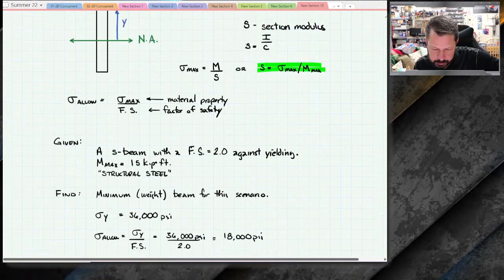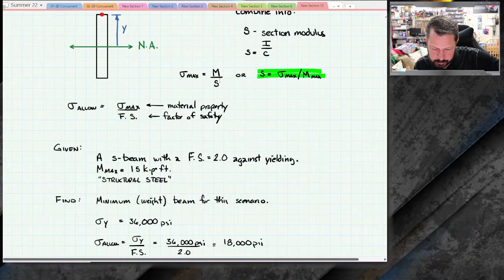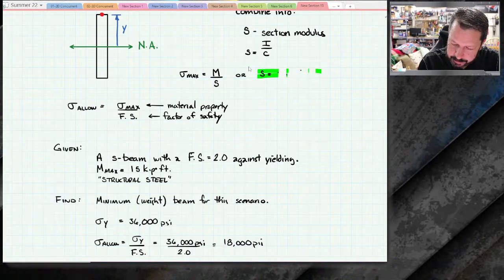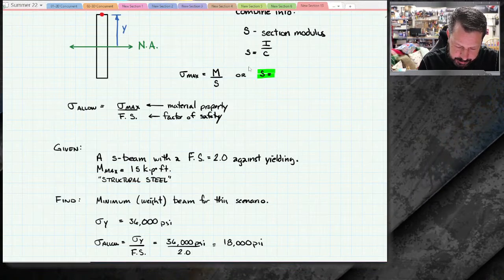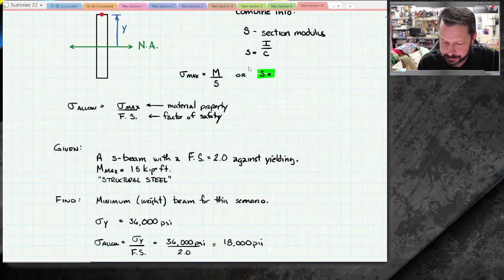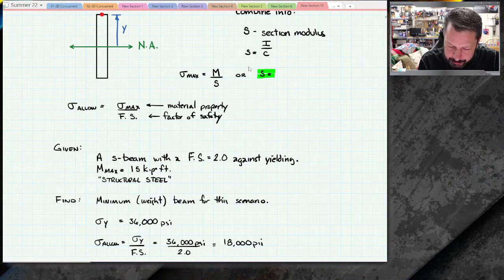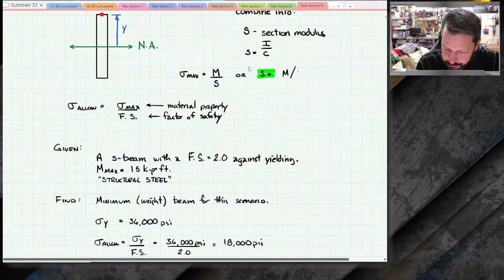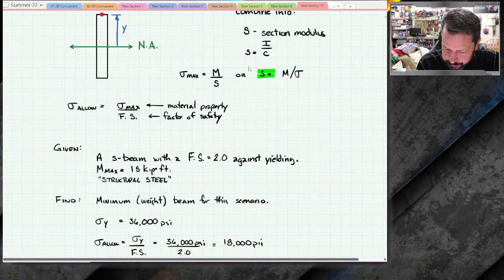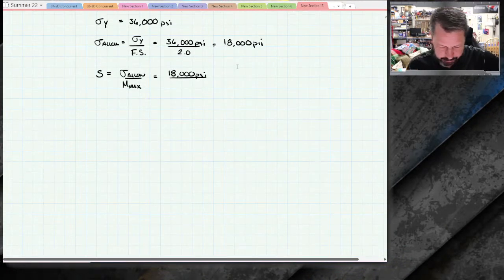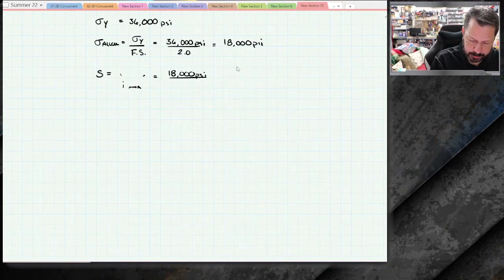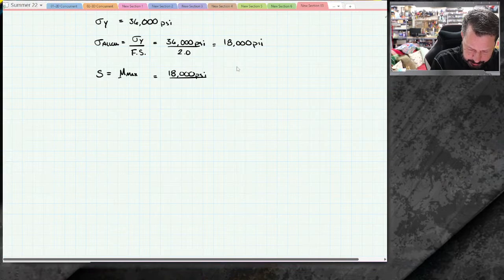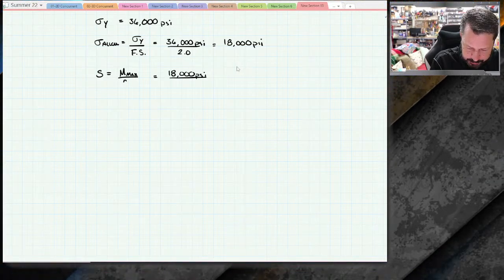Uh-oh, did I put this backwards? Yeah, I did. I wrote those backwards. I was just looking at them and, like, that's not going to do what I wanted to do. When I rearranged this equation for section modulus, I just did it backwards, but it should be M over sigma, not sigma over M like I had written down. Yeah, let's do this the other way around. M max over sigma allowable.